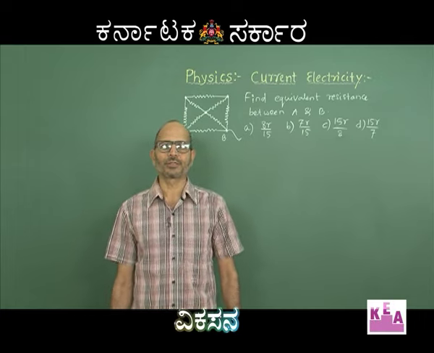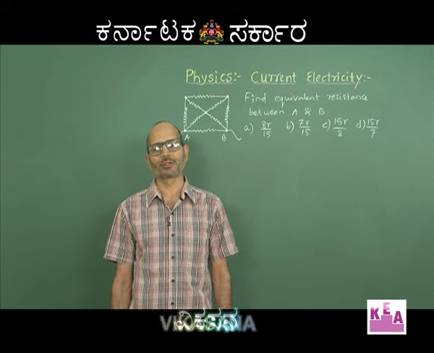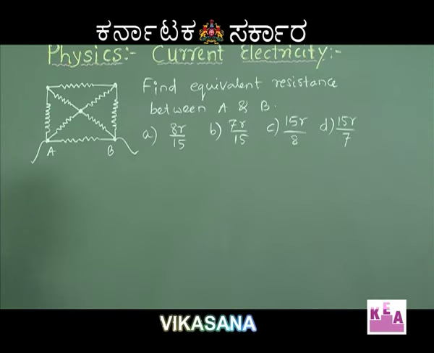So, we will first discuss a couple of problems based on finding of equivalent resistance. Here is a network, and A and B are the points between whom the equivalent resistance is to be found, and the options are given.